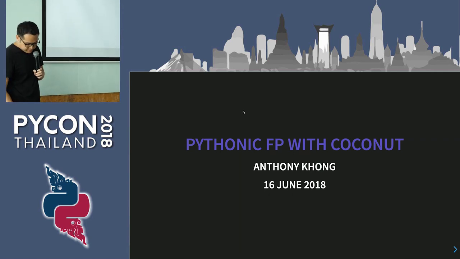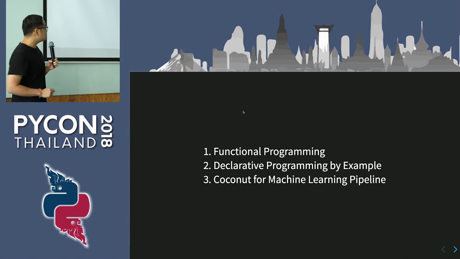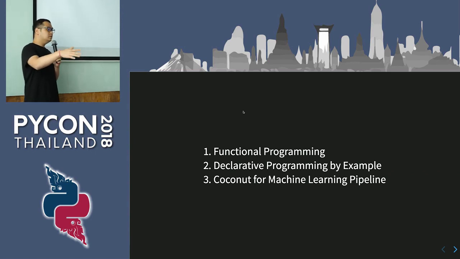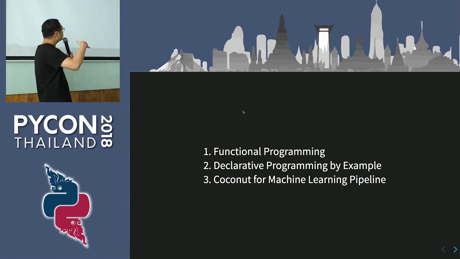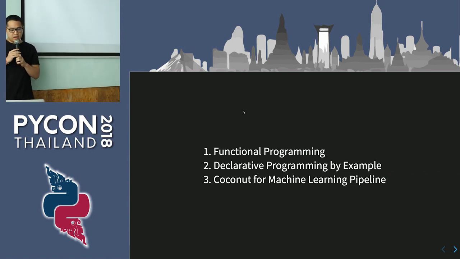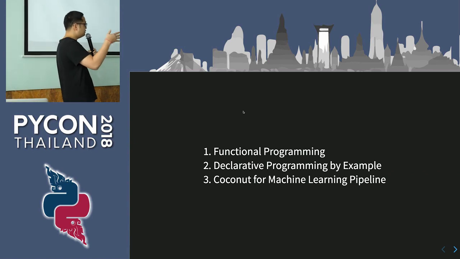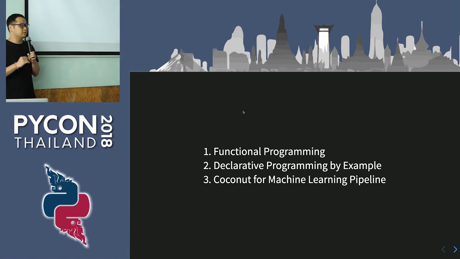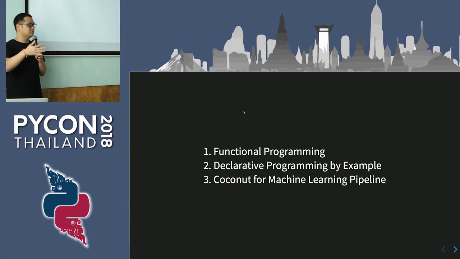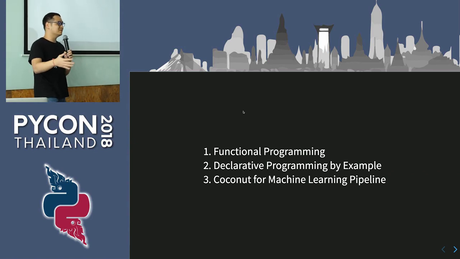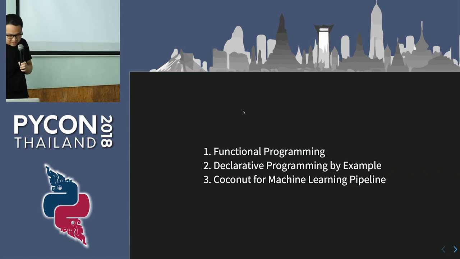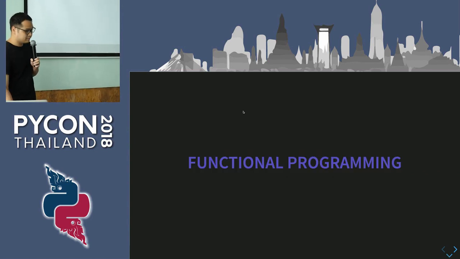There are three things I want to talk about. I'll just go through functional programming very quickly. Then I want to do a bit of declarative programming, which is a byproduct of functional programming. I'll have a really nice example there. And if I have time, I'll go through the very basic example of a machine learning pipeline in Coconut. Okay? If there's any question, just do stop me. If I'm going too fast, it's better that you stop me rather than me just keep rambling on and getting people confused. Okay. So first thing is functional programming.